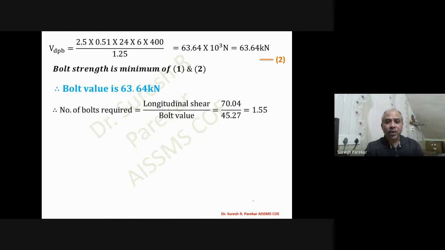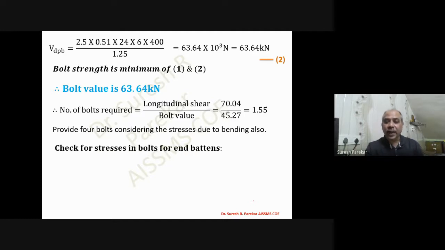Now number of bolts we have to go for longitudinal shear upon bolt value as 1.55, but we are going to provide 4 bolts because we have bending stresses also developed in these bolts due to bending moment. Now check for stresses in bolts. For end battens we will first go.